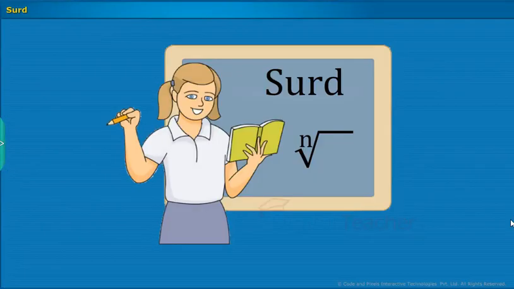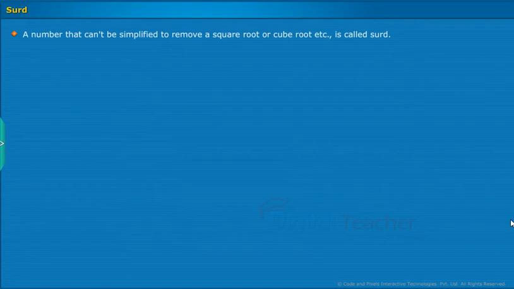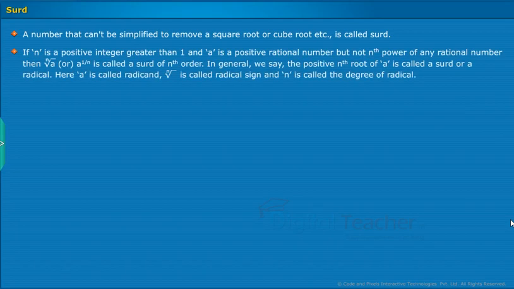Let us discuss surds. A number that can't be simplified to remove a square root or cube root etc. is called a surd. If n is a positive integer greater than 1 and a is a positive rational number but not the nth power of any rational number, then the nth root of a, or a^(1/n), is called a surd of nth order. In general, we say the positive nth root of a is called a surd or a radical. Here a is called the radicand, the nth root symbol is called the radical sign, and n is called the degree of the radical.